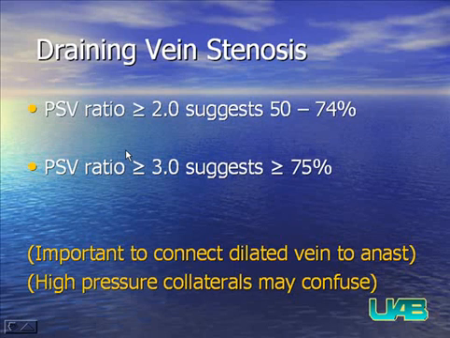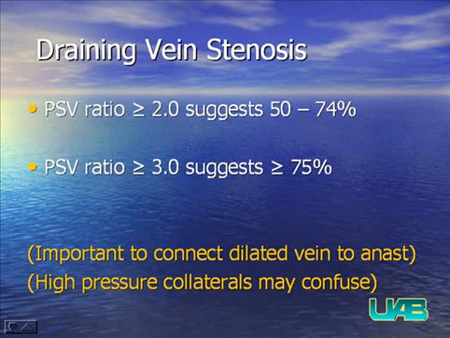When we move to the draining vein, we do not use the 3-to-1 ratio for 50%, but instead the criteria have suggested that a 2-to-1 ratio is consistent with a 50% stenosis. For a 3-to-1 ratio, it was more suggestive of a severe stenosis greater than 75%.